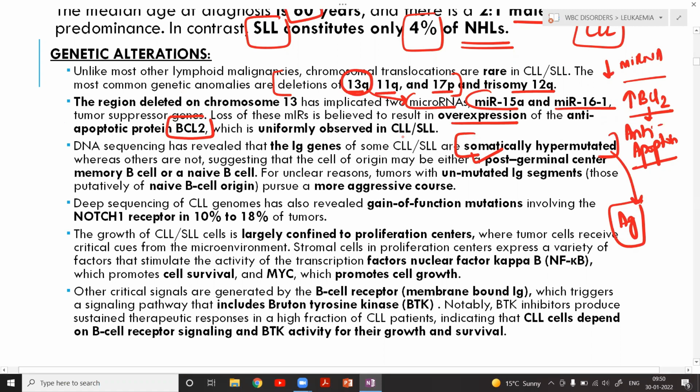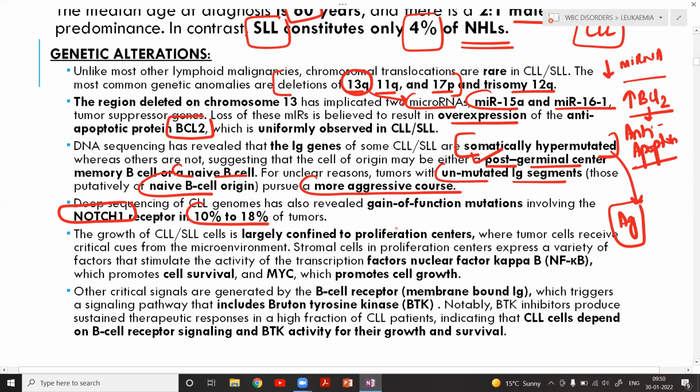Basically, the origin of these cells is either from the post-germinal center or from the naive B cell. Always remember, tumors arising from the unmutated segments, that is from the naive B cells, pursue a more aggressive course. Very important prognostic feature. Another mutation is gain of function mutation involving the Notch1 receptor, seen in 10 to 18% of the tumors.